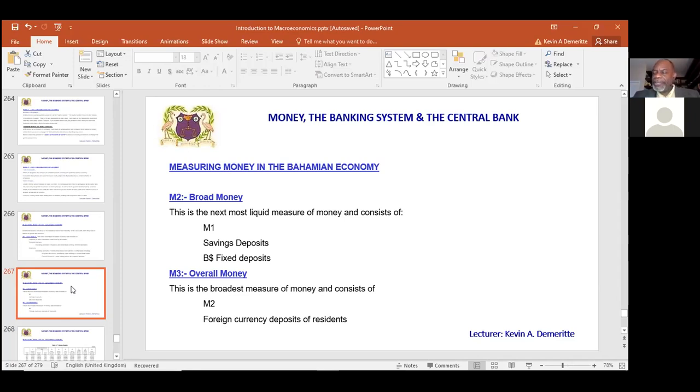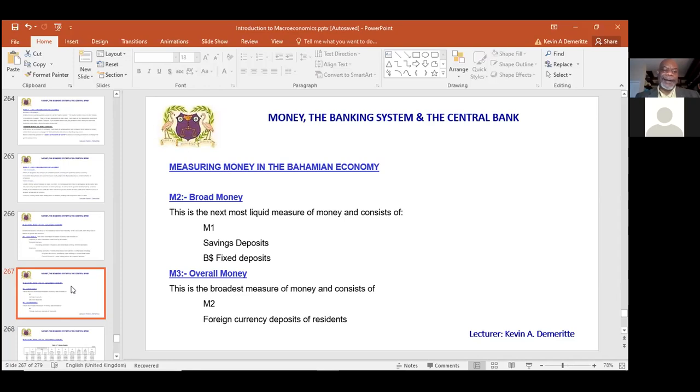So broad money, or M2, consists of everything that's in M1 plus savings deposits plus Bahamian dollar fixed deposits. Then we have M3, or overall money. This is the broadest measure of money and consists of everything in M2 plus foreign currency deposits of residents. Right? Resident individuals, both Bahamians and non-Bahamian resident individuals, and companies who are allowed to have foreign currency deposits.